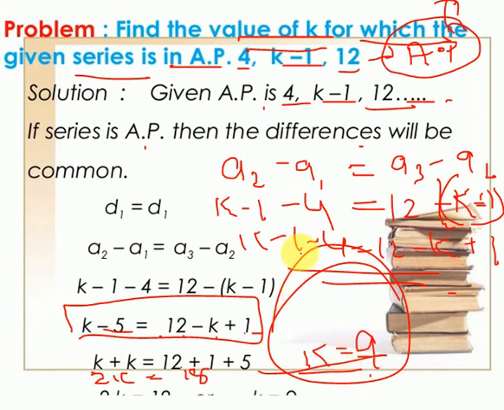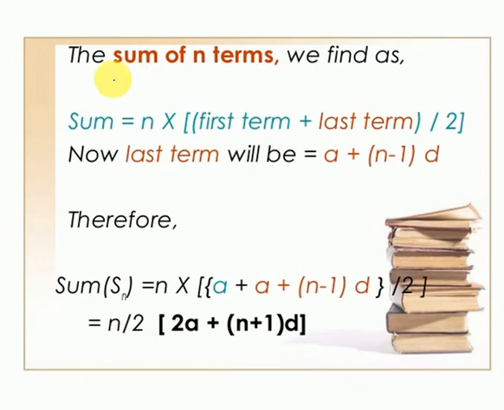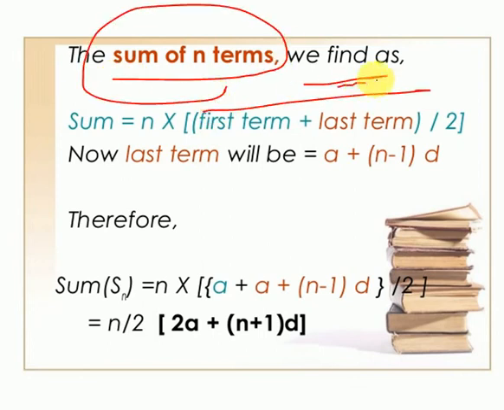Okay, now the next. So the sum of n terms, we find the formula. In this chapter we have mainly just two formulas. First is an is equal to a plus n minus 1 d. Okay, we have explained that. Now the second is the sum of n terms.